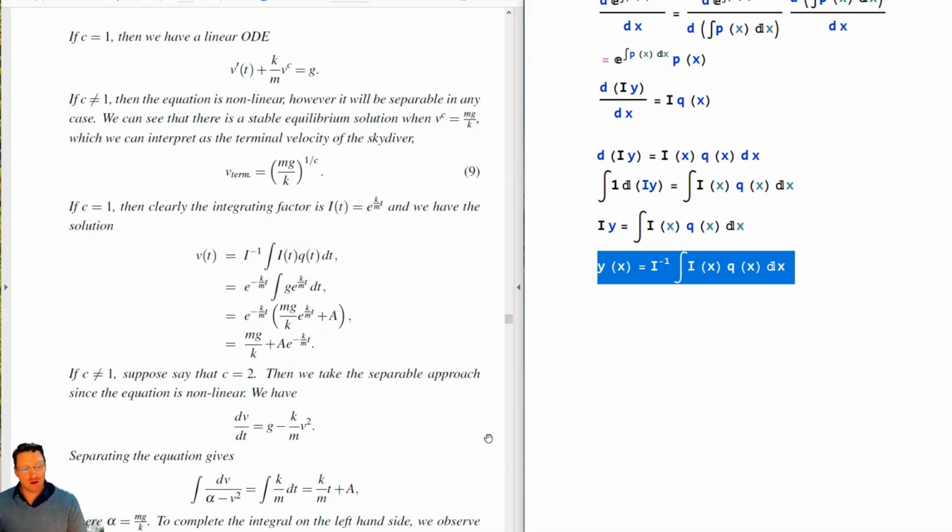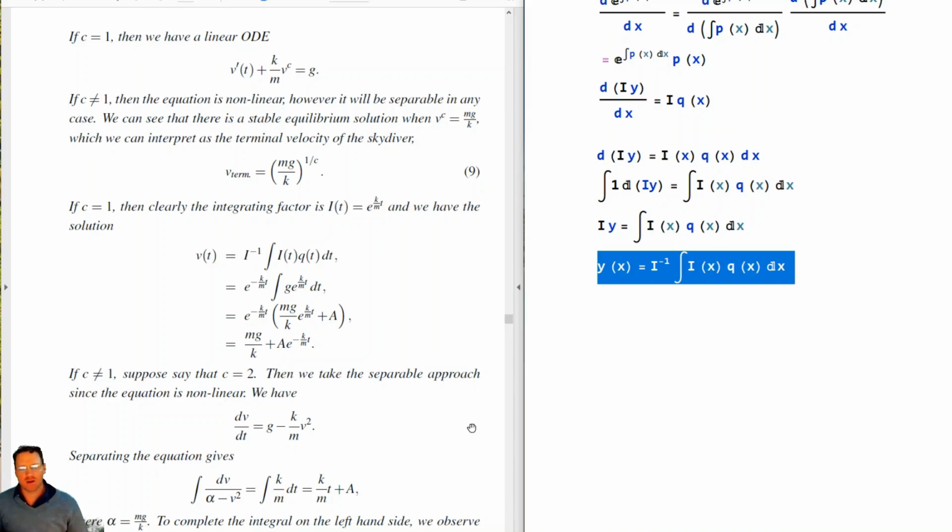Now, if c is not equal to 1, suppose, for example, c is equal to 2, then we have a nonlinear ODE to solve in that case. And so we would take the separable approach because it's a separable equation. Okay, so let's look at this. If c is equal to 2, then we have dv on dt is equal to g minus k over m times v squared, which is a nonlinear equation. And so since it's separable, we can still solve that fairly easily.